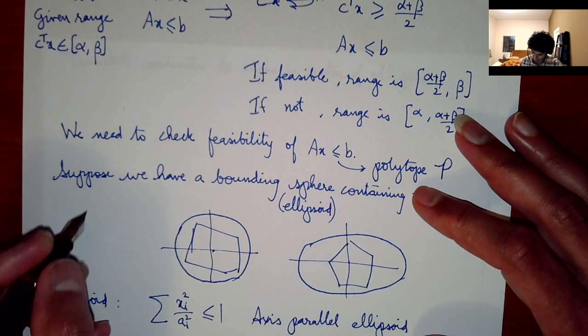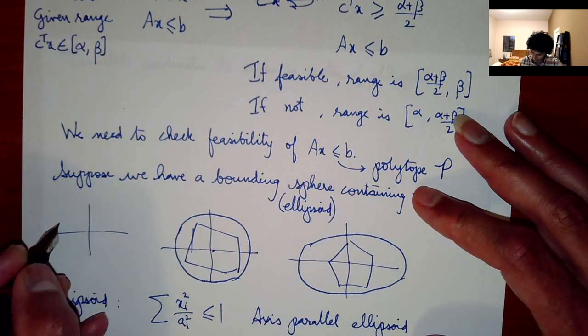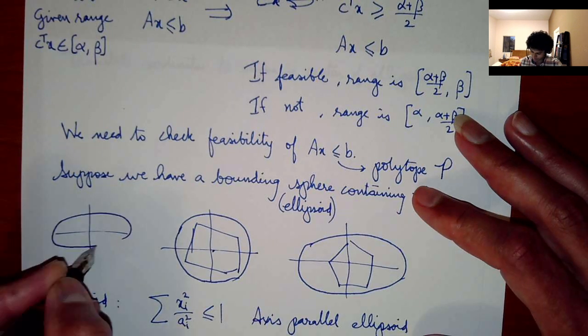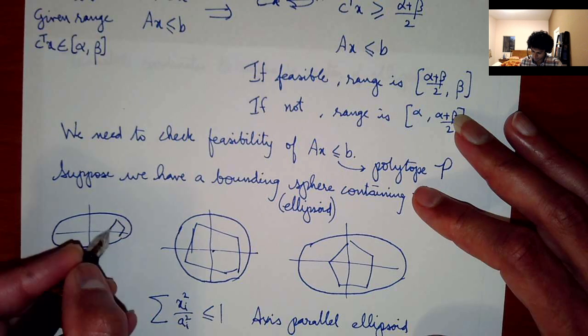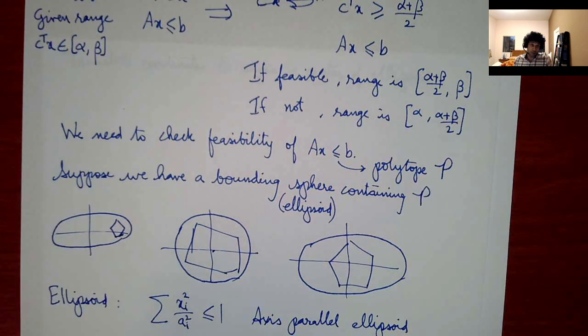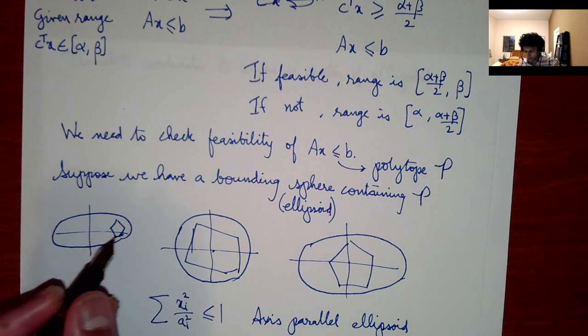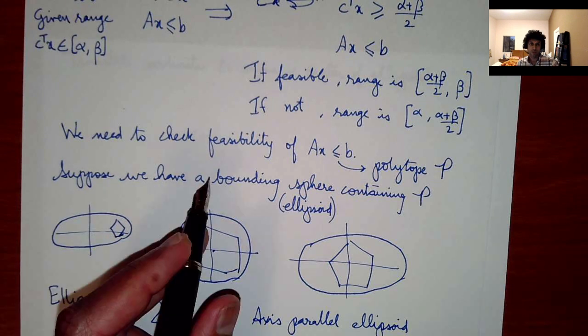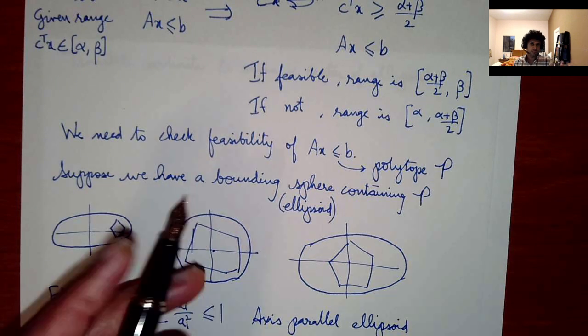Although note that in general you could have some ellipsoid of that form, and maybe your convex body lies in here. You just have a bounding ellipsoid. You don't really know where the body lies, and you just want to check feasibility. Find a point or reject.